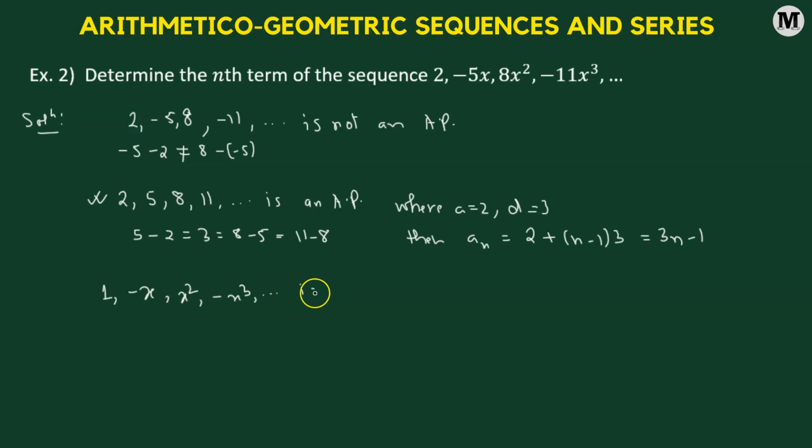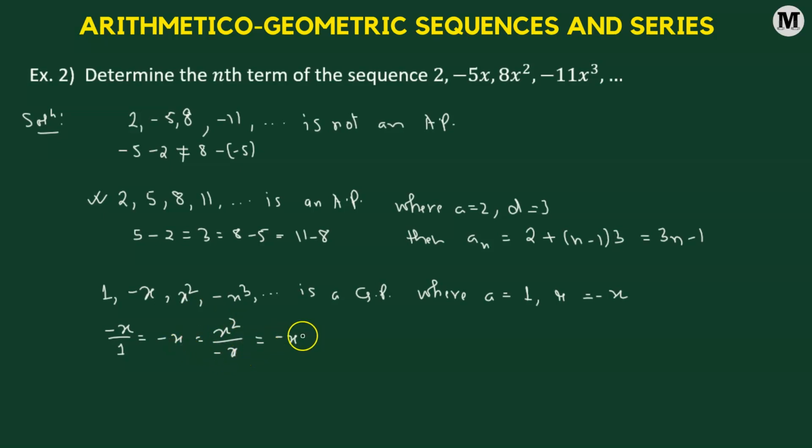Now this is a geometric sequence, or a geometric progression, where the first term a is 1, and the common ratio r is negative x. Now we have to check if it is true that it's a geometric progression or not, because if we take the second term, that's negative x, divided by the first term, that's going to give us negative x. And this is the same as taking the third term x squared and dividing it by the second term negative x. So that also gives us the common ratio of negative x.